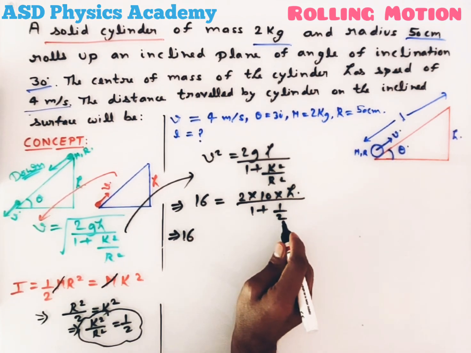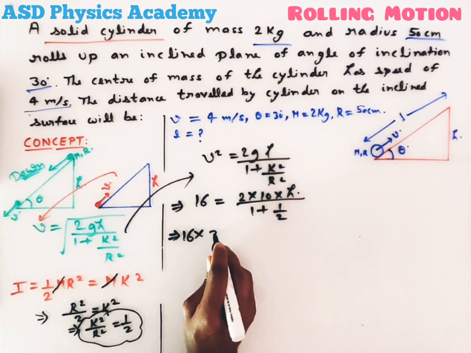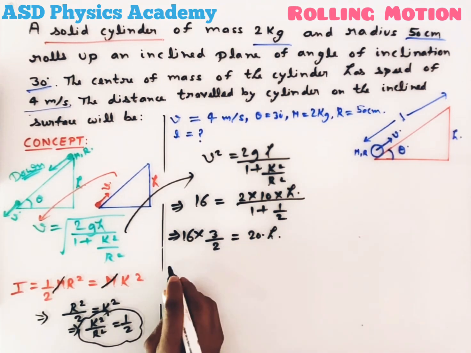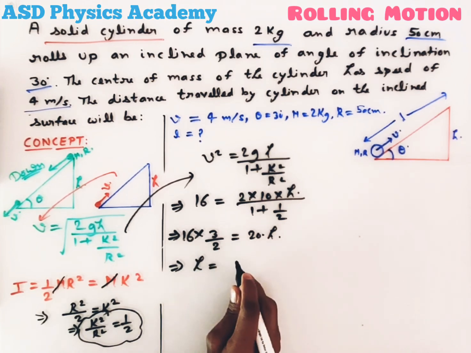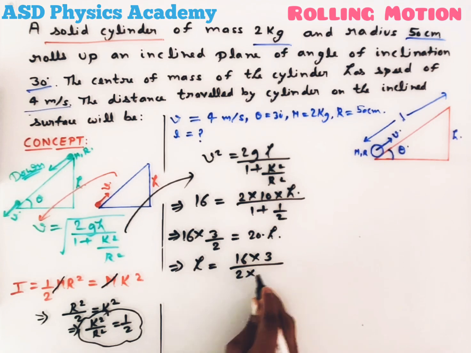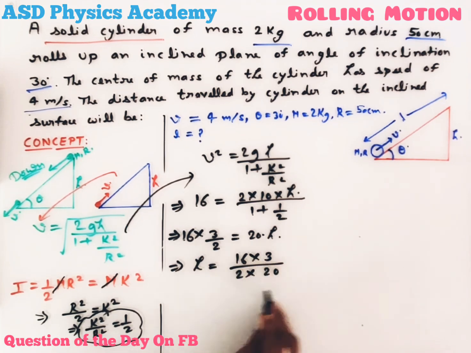1 plus 1 by 2 will be 3 by 2, and we will do the cross multiplication. So 16 into 3 by 2 equal to 20h. Hence height h is given by 16 into 3 by 2 into 20. Now we will simplify this. After simplifying this, this will come 1.2 meter.